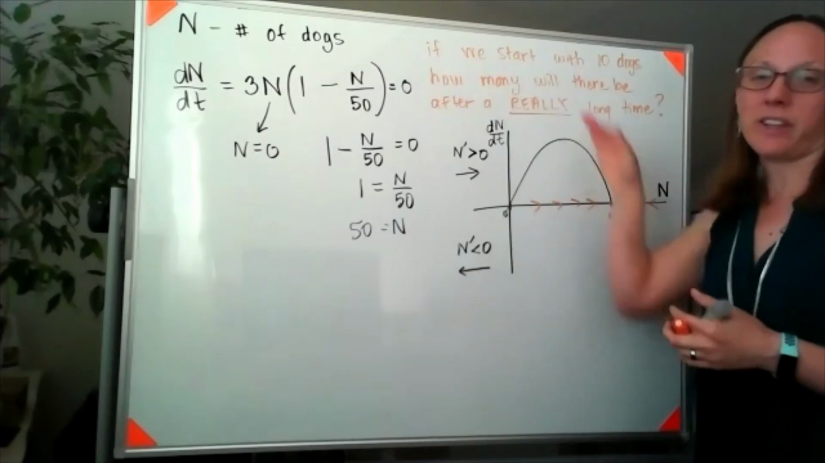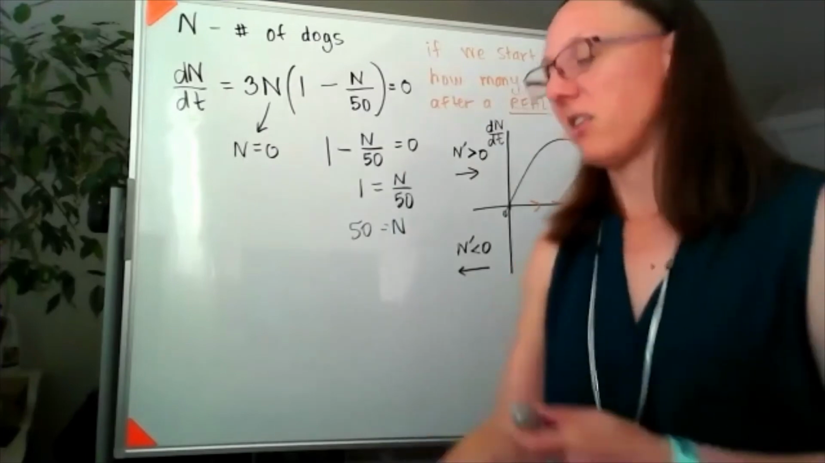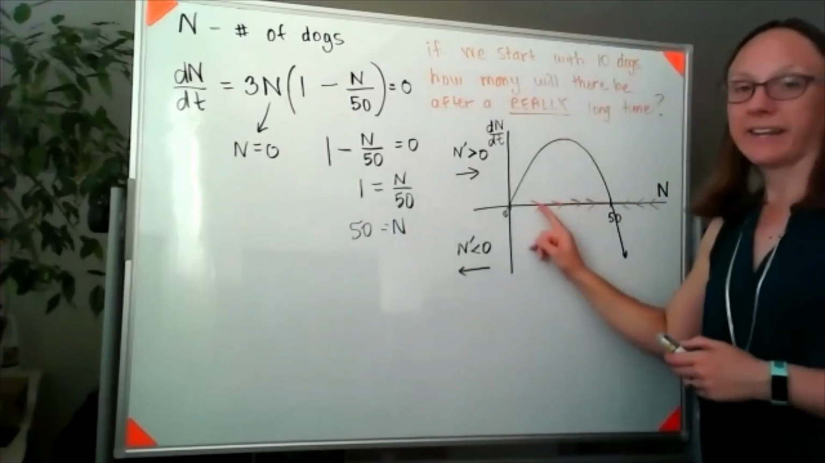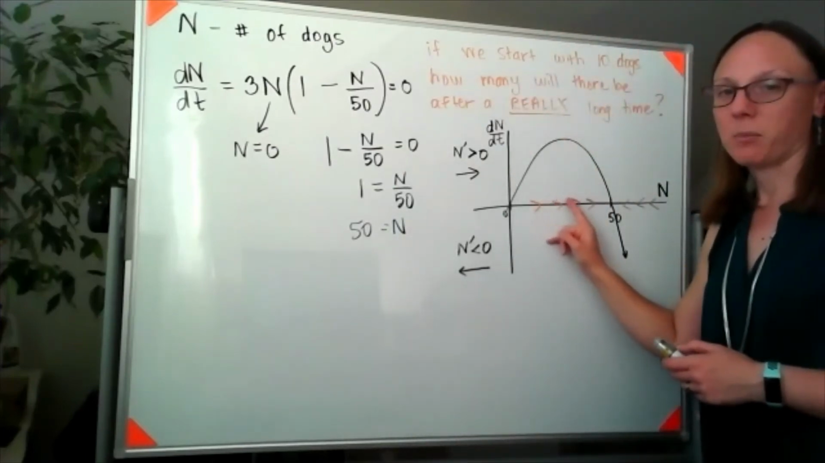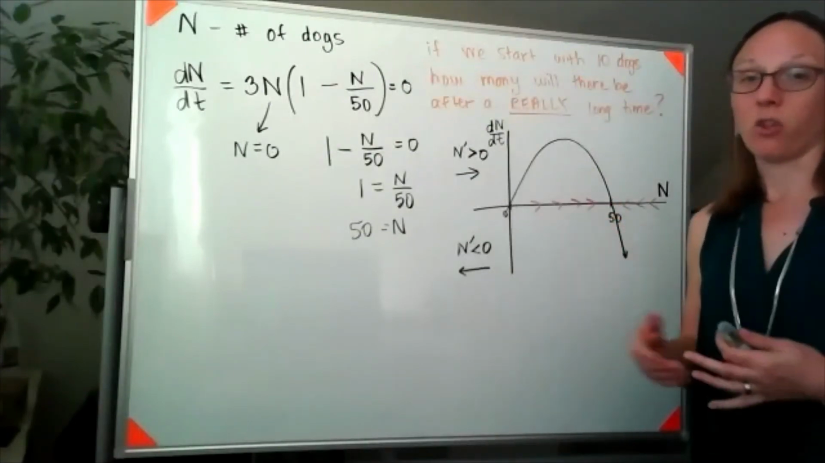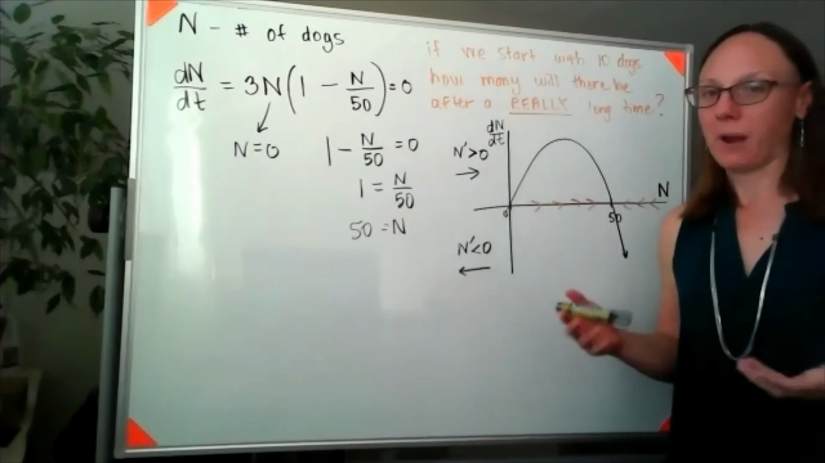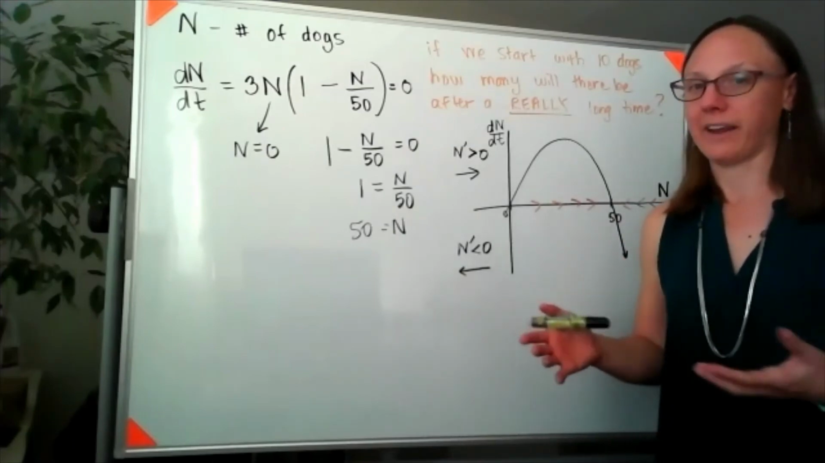So I can pretty quickly answer this question of if we start with 10 dogs. If I start right here, then I know I'm going to get pushed to the right and end up at 50. So that long-term behavior is that we're going to end up with 50 dogs. But I want to explore this a little more carefully.